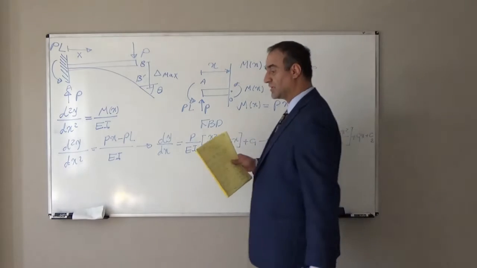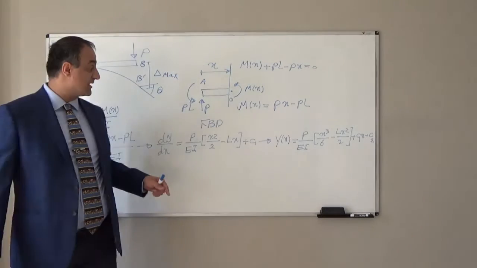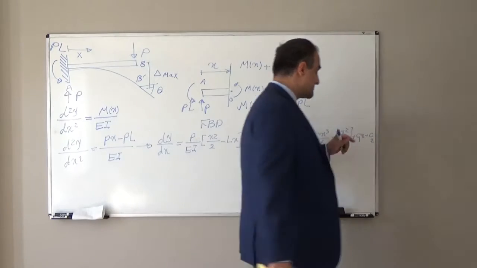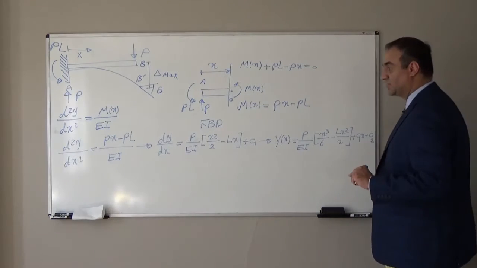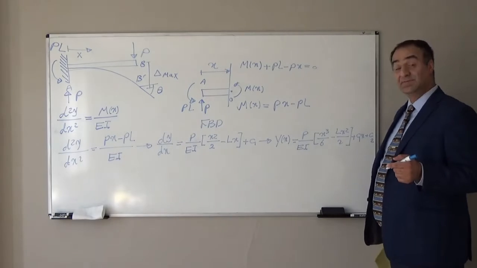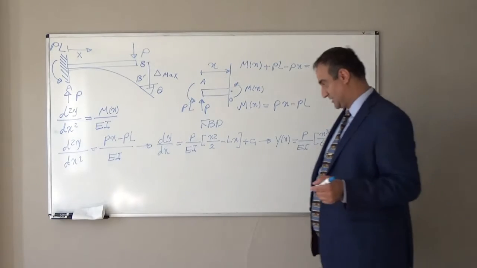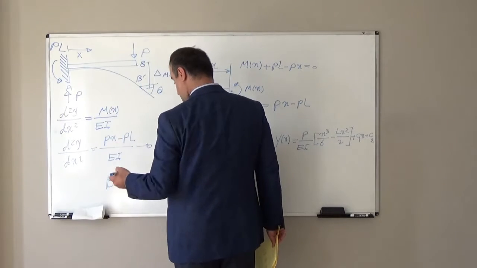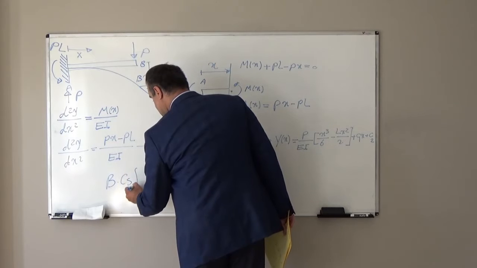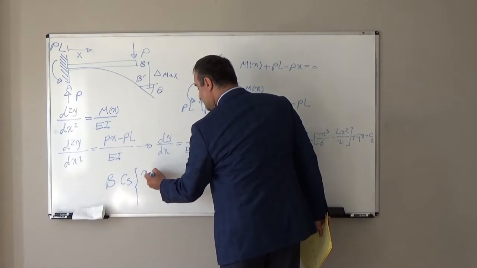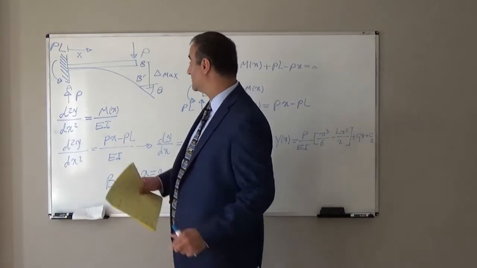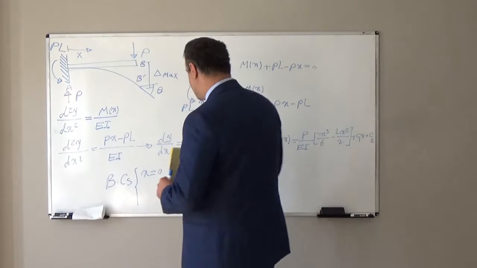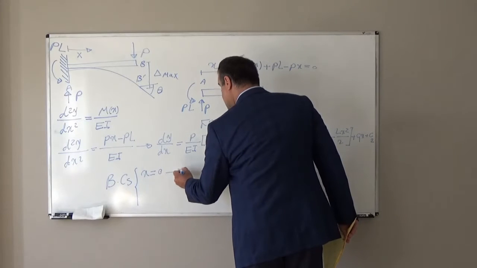Because we integrate two times, each time we end up with one unknown constant. First integration c1, second integration c2. These c1 and c2 are initially unknown, but we can find them using boundary conditions. The boundary conditions come from support conditions. Here, we know at x equal to 0, it means the support point. It is a fixed support. In the fixed support, the slope is equal to 0.